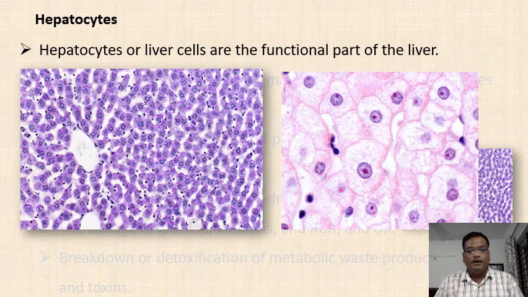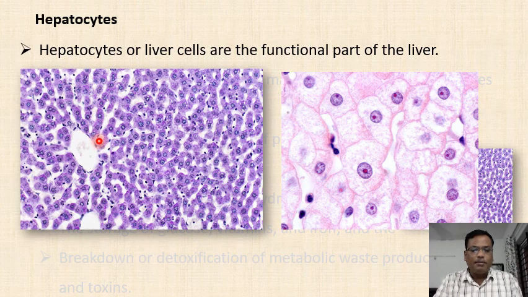Now let us try to understand hepatocytes. Hepatocytes are nothing but liver cells, the structural and functional part of the liver. So parenchyma cells is a general term, and specifically you can call them hepatocytes. So hepatocytes of liver or liver cells are the functional part of the liver. So in this picture you can see a magnified view of a hepatic lobule, and this is the central vein, and you can see the hepatic cells or hepatocytes.